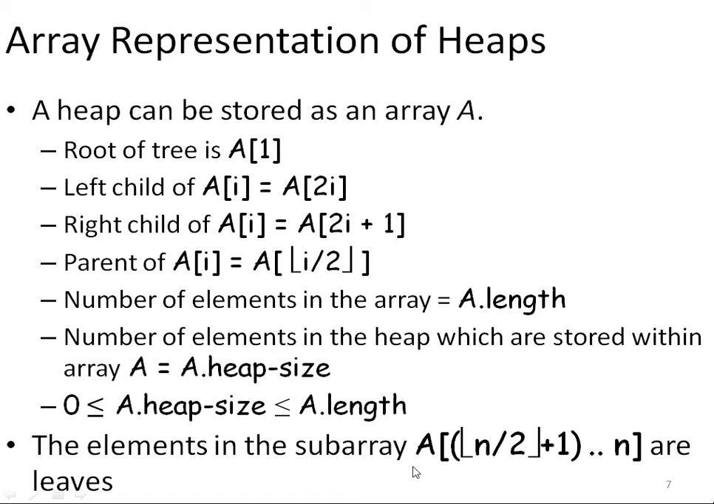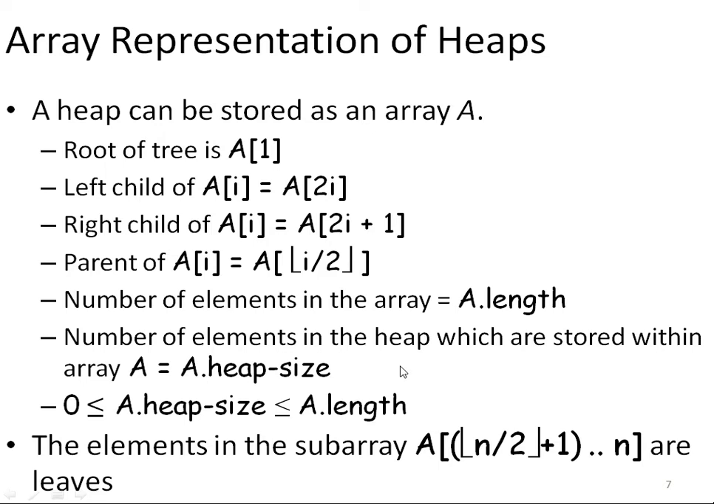Since we know the heap data structure follows the nearly complete binary tree property, all the values present from index position floor of n by 2 plus 1 to index position n are leaf elements. That means all the values present from index position n by 2 plus 1 to n will not have any children. They are actually the leaf nodes.